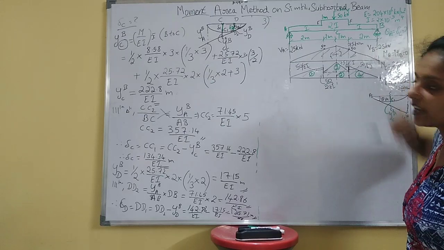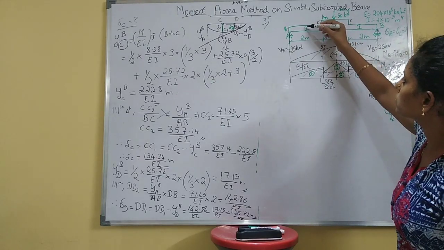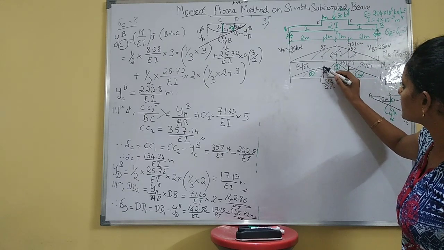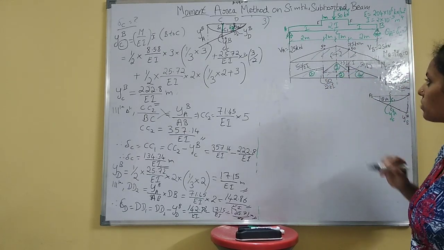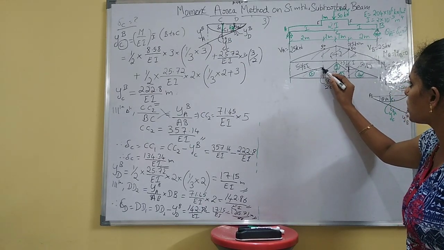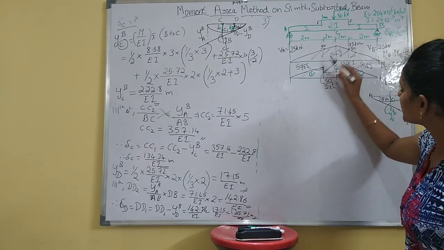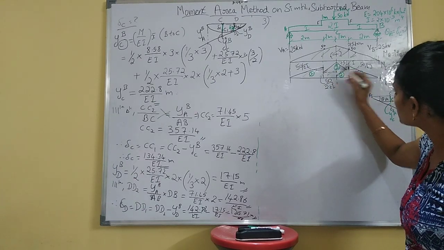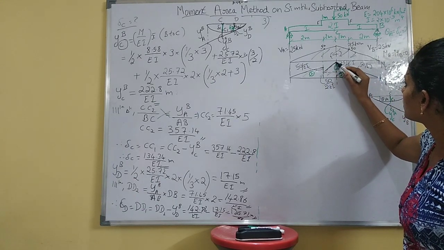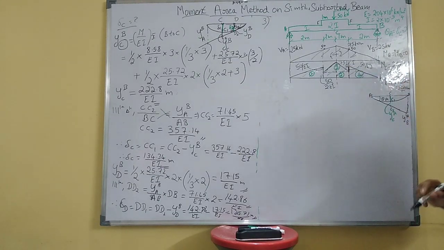Here we have the beam's moment of inertia. Here it is I, here it is 2I. So for this I, there will be a reduction, that is 2I. So just draw this M by EI diagram. Up to this point it is EI, then there is 2I, so just reduce it. Again here you reduce it, then you have the reduced M by EI diagram.